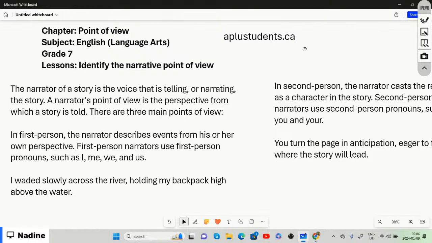And a narrator's point of view is the perspective from which a story is told. So the narrator's point of view is the perspective from which a story is told. And a story can be told in three main points of view. So there are three main points of view, which are basically the first person, the second person, and the third person.